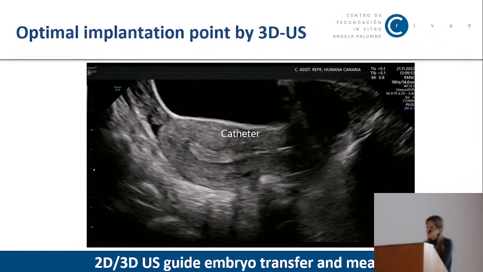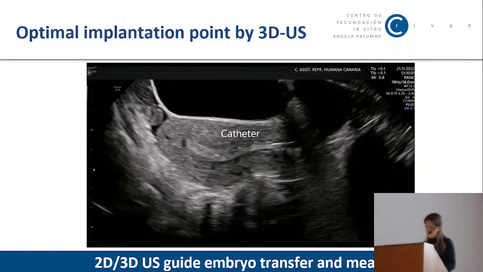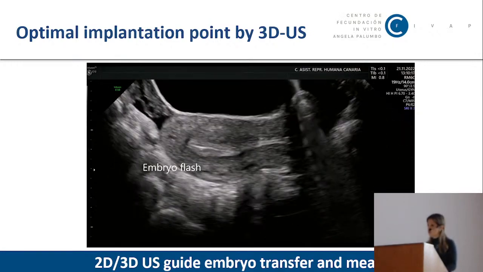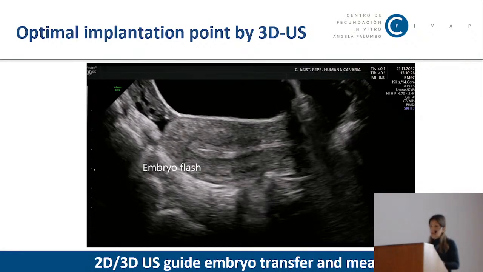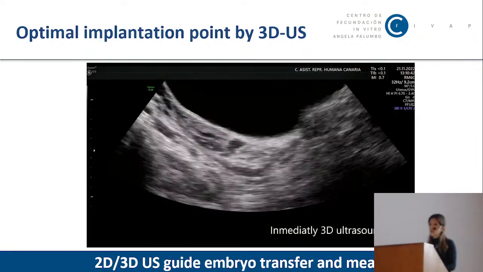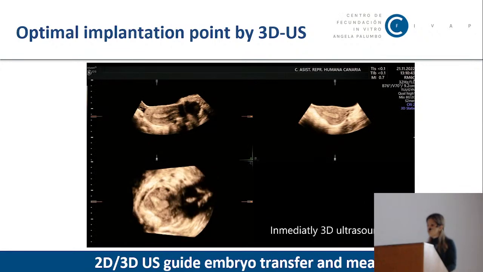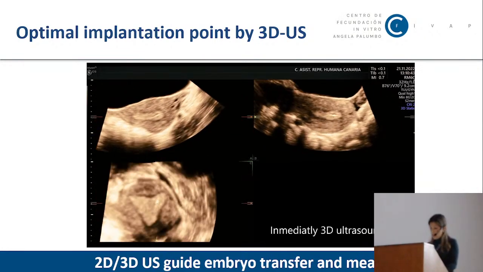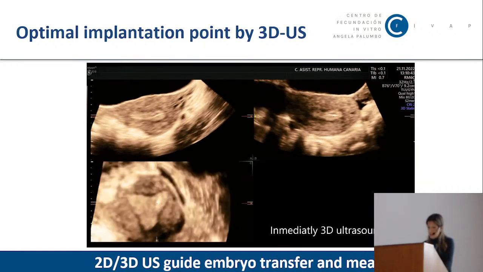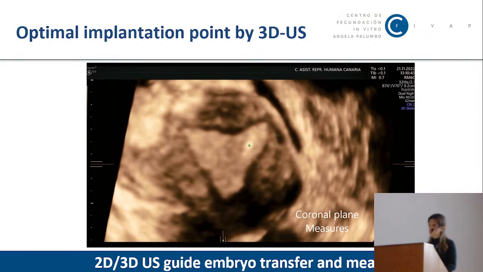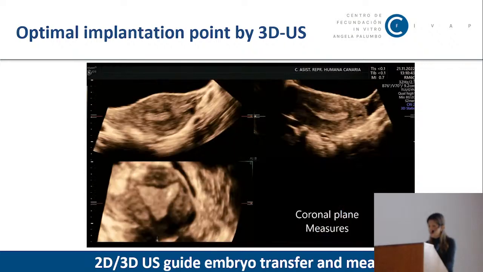With this slide, I just want to show you how we do this ultrasound. We made the transfer with two-dimensional ultrasound guidance until depositing the drop in the uterine cavity, and immediately we used three-dimensional ultrasound to make the measurements, one in the coronal view and two in the sagittal plane. We can see how we measure from the center of the drop to the fundus, to the right and to the left ostium, and finally to the internal cervical os.